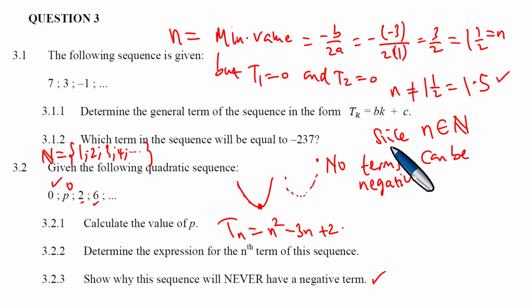And 1.5 is a decimal, meaning since the number of terms are integers, they are natural numbers, no terms can be negative, and therefore we have shown that this sequence will never have a negative 10. Think about it. This is an exam question, but very, very tricky. Let's look at the next point.